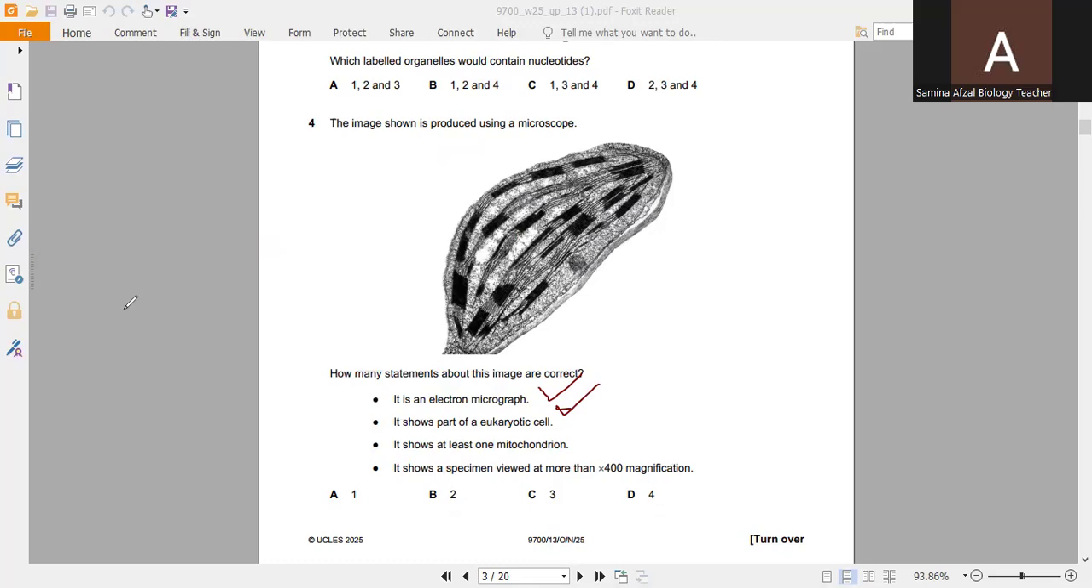It shows at least one mitochondrion. This is a chloroplast, not a mitochondrion, so this is not correct. Then it shows a specimen viewed at more than 400 magnification. This is also correct. So according to this, three statements are correct about this image. So C is the correct option.